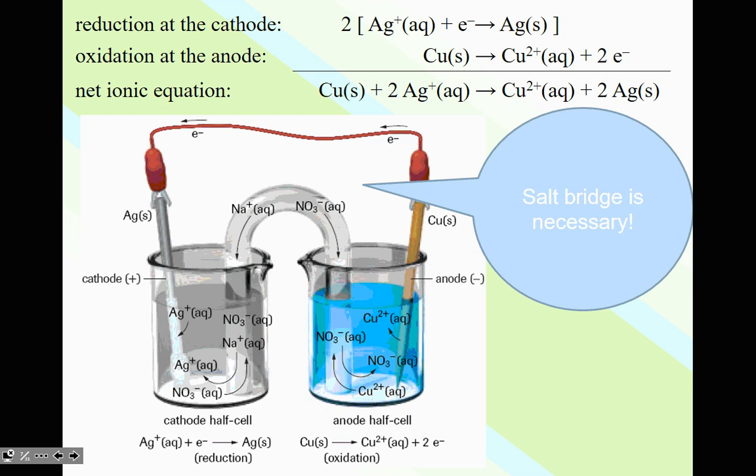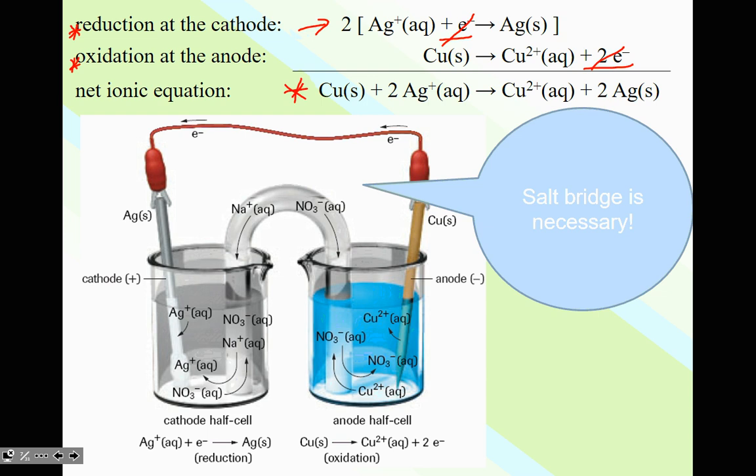So here we have the one half reaction, here we have the other half reaction, and we have to make sure to remember that you want to make those electrons the same. So we're going to multiply this whole half reaction by 2 so that we can then cancel out the electrons, and we get our net ionic equation. Okay, that's pretty much how we do things.